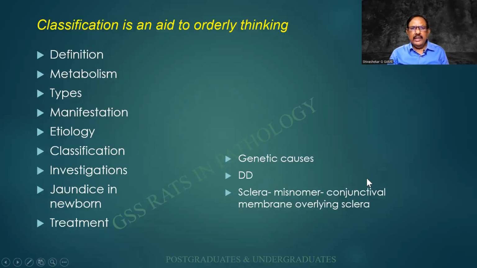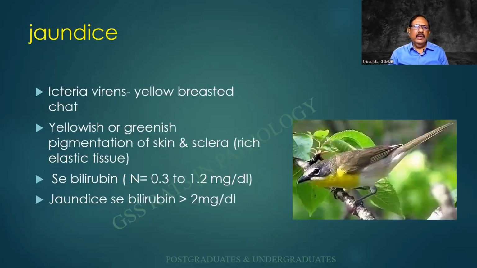Regarding the clinical symptoms, "sclera" is considered to be a misnomer because it is a membrane overlying the sclera that is becoming discolored. The word comes from Icteria virens, a yellow-breasted chat, which is the bird you are seeing over here. It can be yellowish or greenish discoloration or pigmentation of the skin, the sclera, and the mucous membranes. The normal serum bilirubin is almost less than 1 milligram, to round it off, and when serum bilirubin is more than 2, it can be considered jaundice.